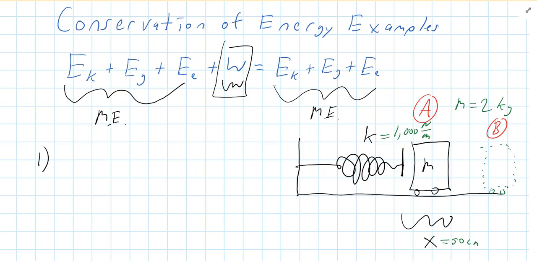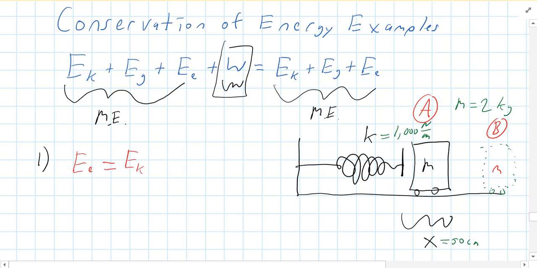Is there any spring compressed or pulled apart? Yes, there is a spring compressed, so there is an E sub E. There's an elastic potential energy. There's no friction or applied forces acting on the book, so there's no W. When the book gets to its second spot over here at point B, is it moving? Well, you're darn straight it is, so it's got kinetic energy.